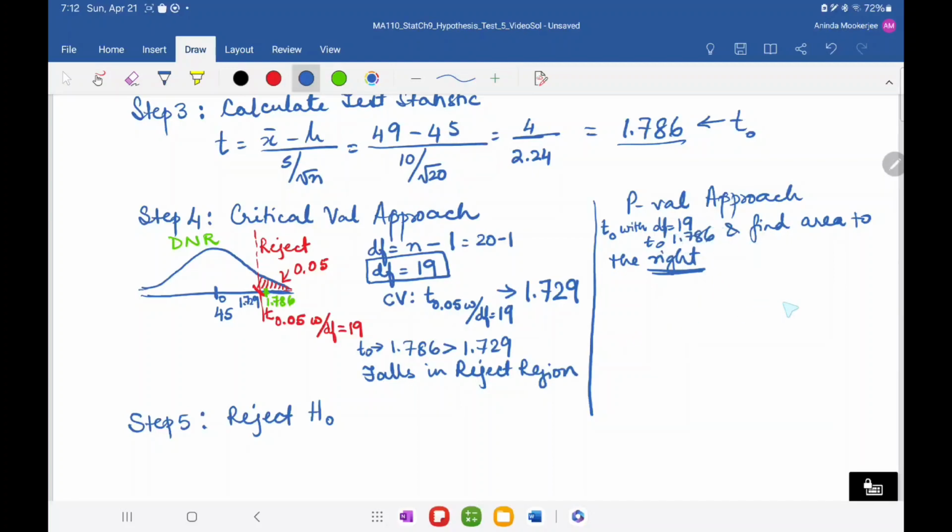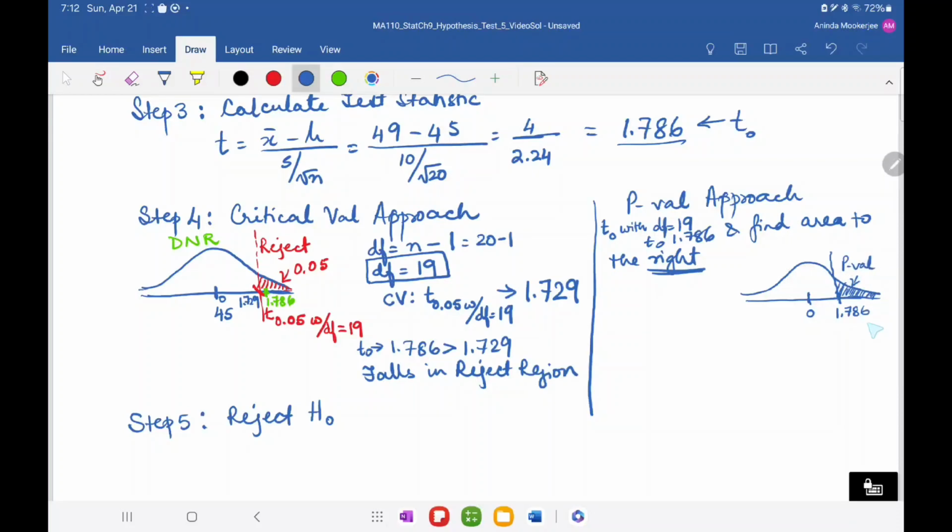So let me quickly again draw our curve. Okay, so let's say this is a T curve. And 1.786, if this is our center point, the center point is here, 0. 1.786 will be located to the right. It's almost close to 2. So let's say somewhere here, this 1.786. Extend this line vertically up, and this is the area we are looking for. That's going to be our p-value area.